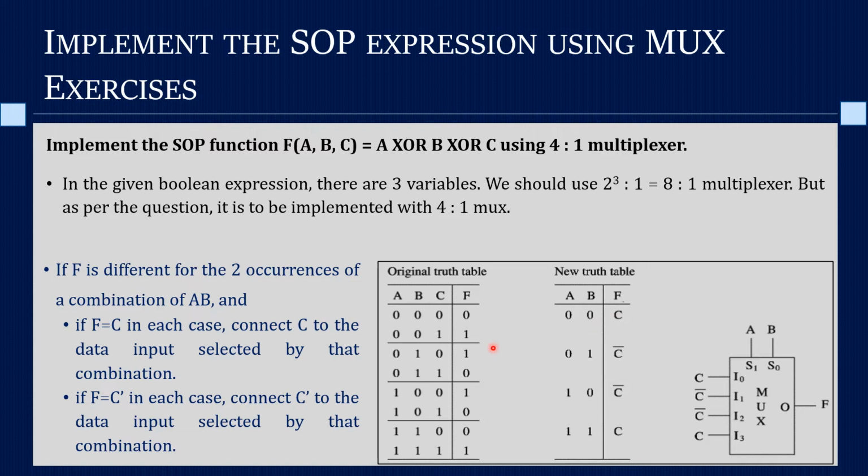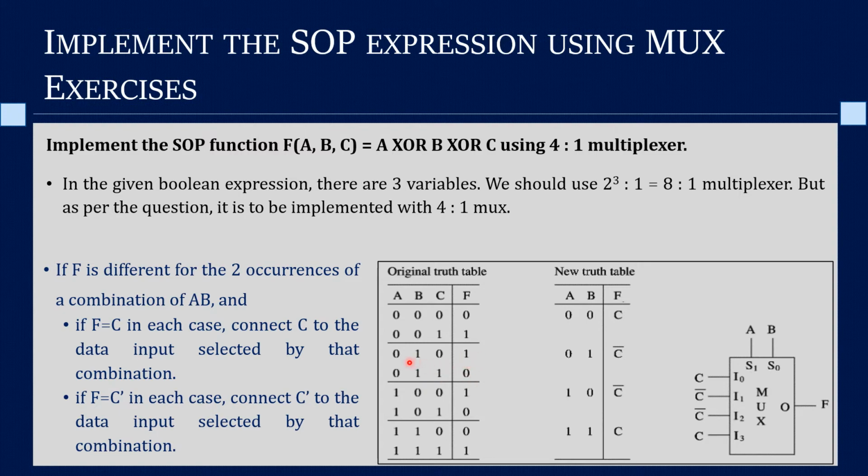Fine. Now let's look into the second combination, the 0, 1 combination. The C value is 0, 1, whereas the F value is 1, 0. That is its complement, right? 0, 1, 1, 0. So it is the complement of C.